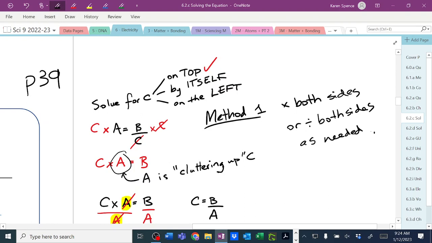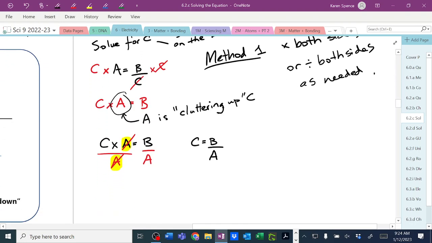I actually find for solving this type where the thing is on the bottom, where you move things diagonally across the equal sign, it actually makes it a little bit easier, I think. Maybe you'll think differently, but let's try method two.